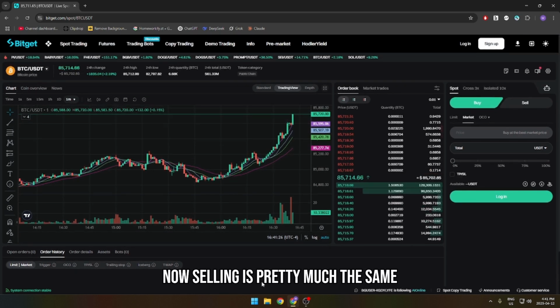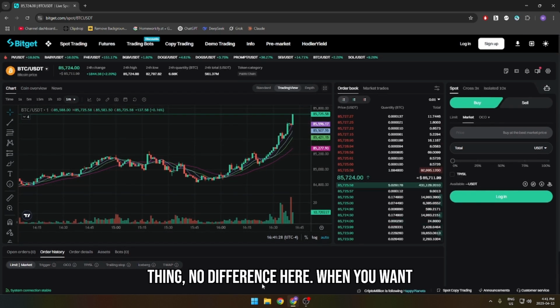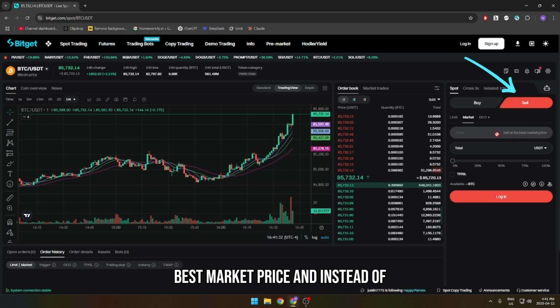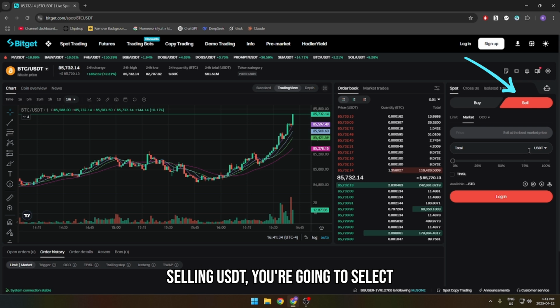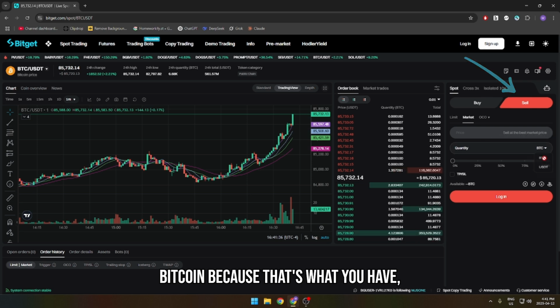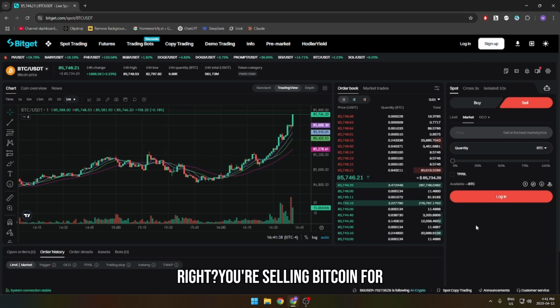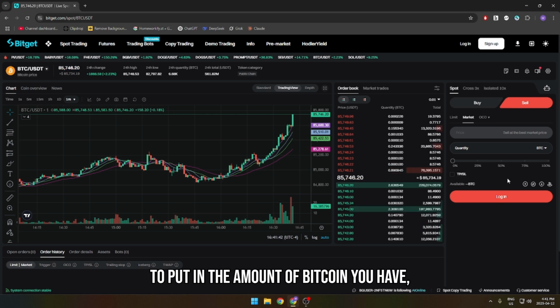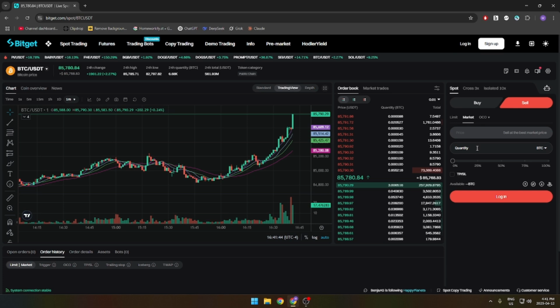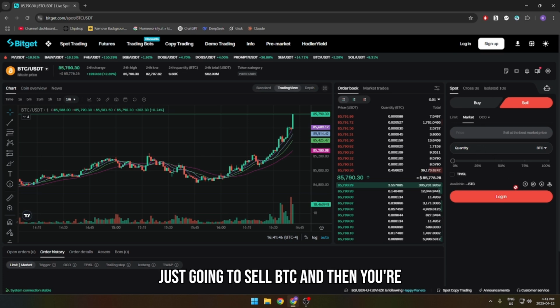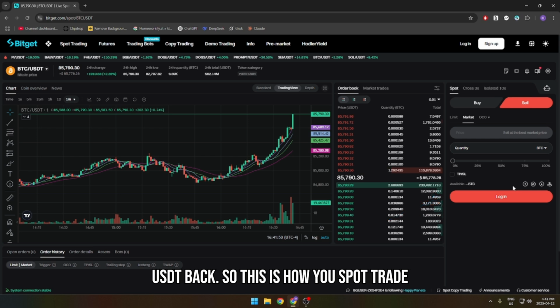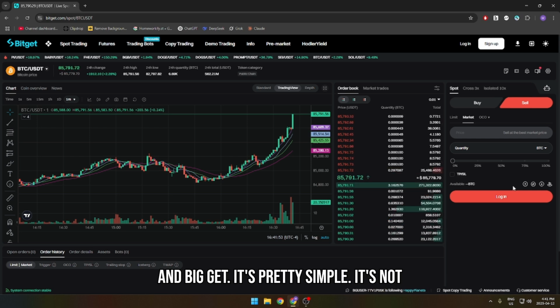Now selling is pretty much the same thing, no difference here. When you want to sell, you're gonna sell at the best market price, and instead of selling USDT, you're gonna select Bitcoin because that's what you have, right? You're selling Bitcoin for USDT, for the stablecoin. So you're gonna put in the amount of Bitcoin you have, whatever that could be, and then you're just gonna sell BTC, and then you're gonna check your wallet, you got your USDT back. So this is how you spot trade in Bitget.